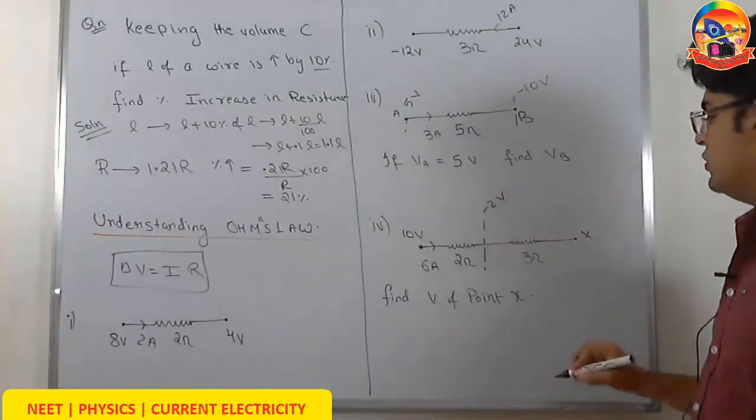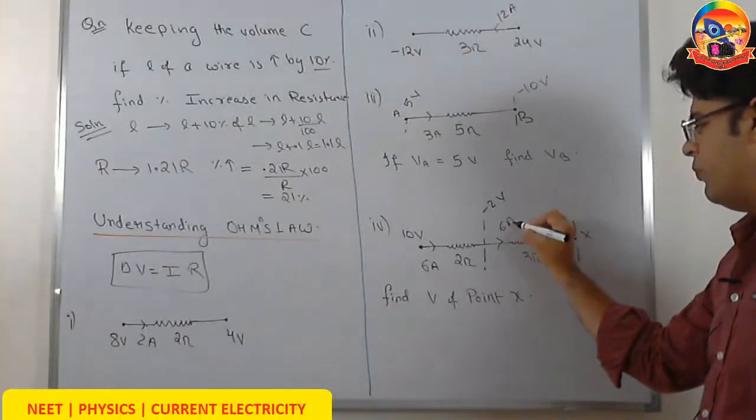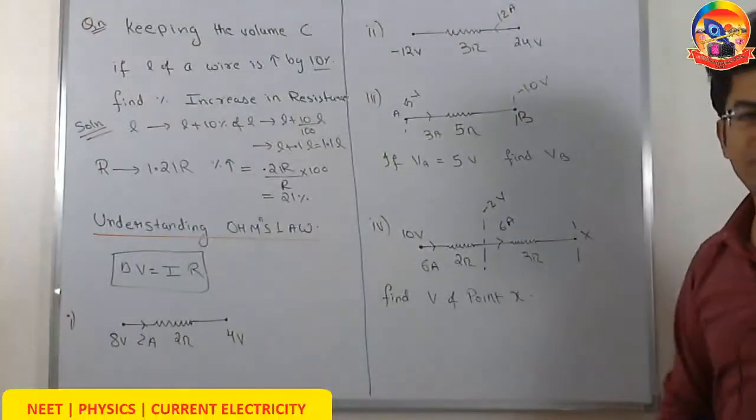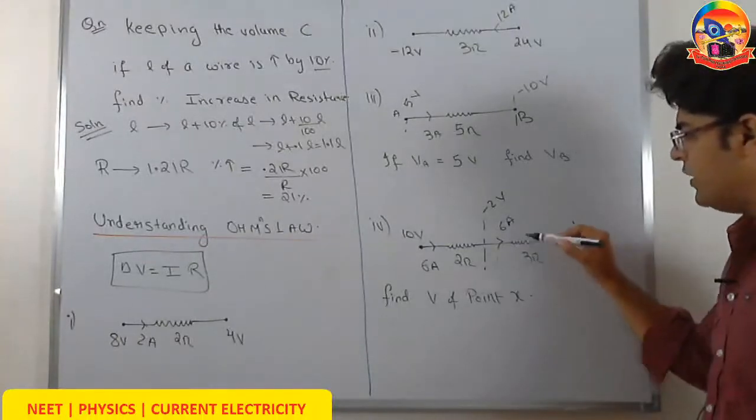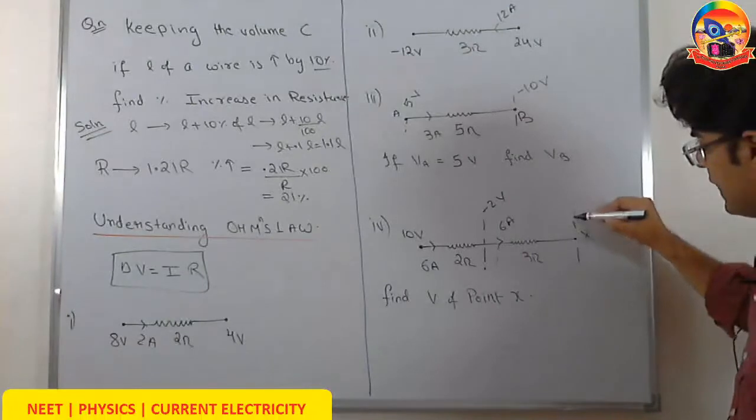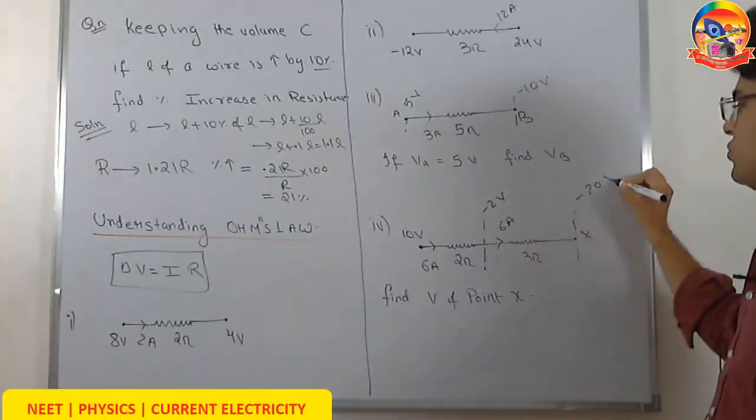which gives you minus 2 volt. Similarly, the same current 6 ampere flows through this 3 ohm also. So the potential difference across this 3 ohm has to be 18 volt. 3 into 6, 18. On the left hand side potential is minus 2. On the right hand side potential has to be minus 2 minus 18. So that will be minus 20 volt.